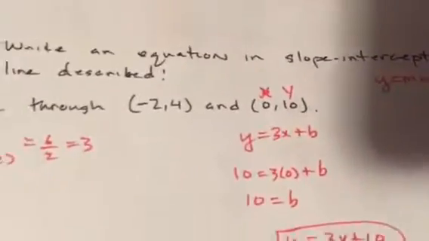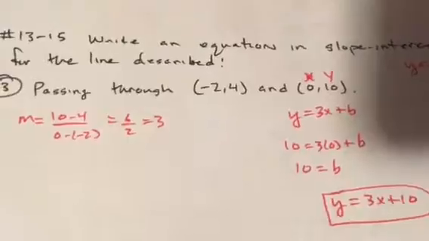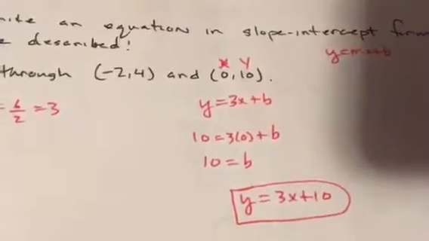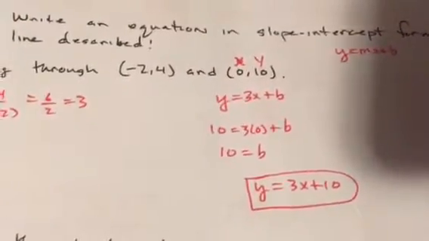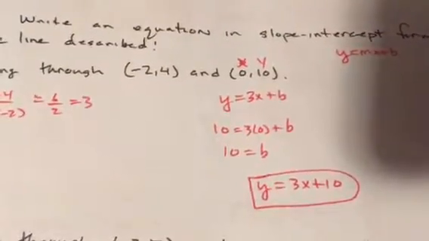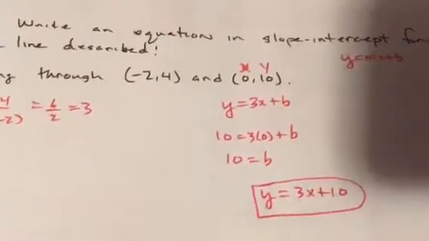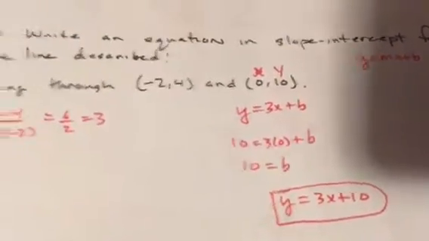If it passes through negative 2, 4, and 0, 10, find the slope. Do 10 minus 4 over 0 minus a negative 2, you get 3. So you have m equals 3. Substitute 3 in for m, y equals 3x plus b. Pick an ordered pair to use. How about 10 for y, 0 for x? You get b is 10. You're going to get y is 3x plus 10 for that answer.